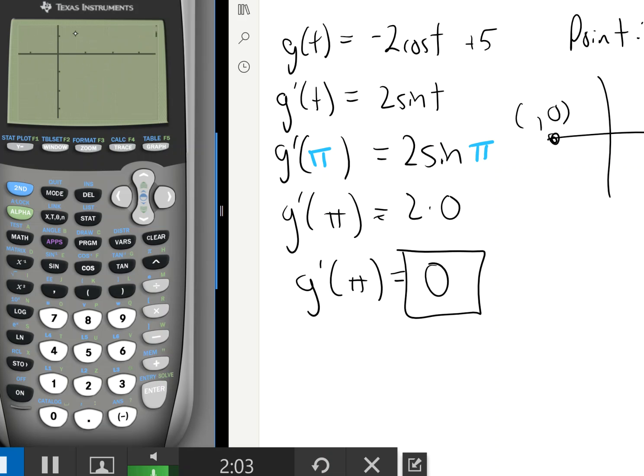And if I hit graph, my window may look kind of weird, especially since most of my questions don't have to do with trig functions. But a quick way to fix that is to hit zoom 7. Zoom 7 will put it into a nice trig zoom for us.